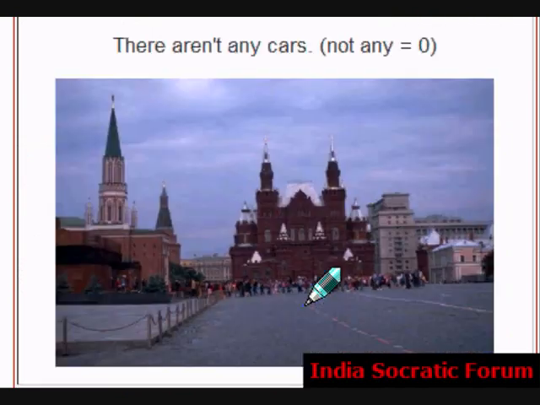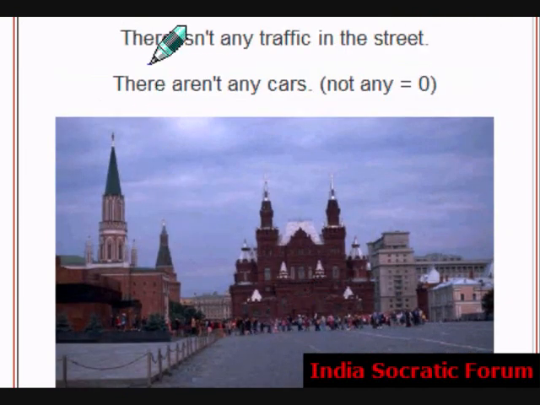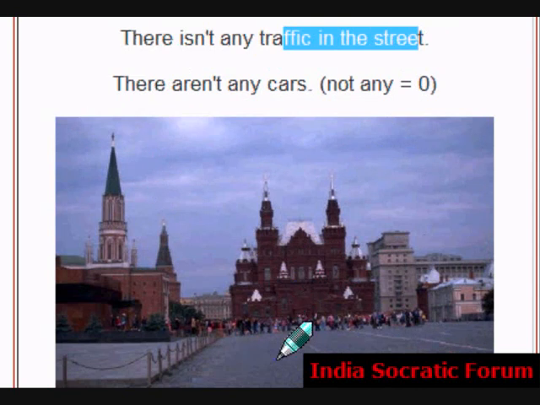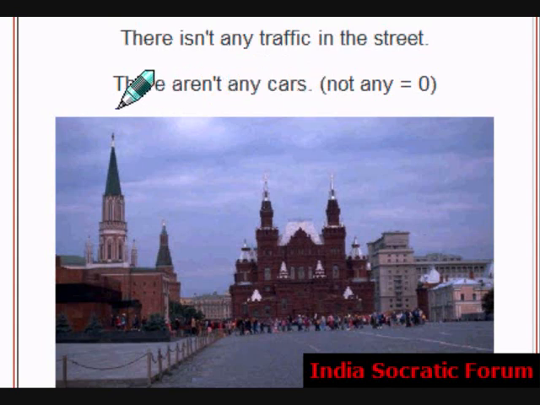One more example. There isn't any traffic in the street here. There aren't any cars. Look, in isn't any traffic we use any traffic, okay? There aren't any cars. Not any means 0. There aren't any cars. There are 0 cars.